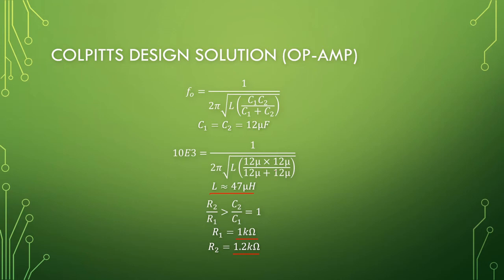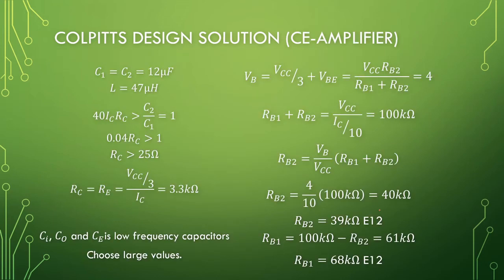Okay, we will verify this in simulation after the BJT design. Okay, so this is kind of simple to design. Right, so for the Colpitts using a common emitter amplifier, these values will remain. Okay, let's see how our 40 ICRC compares to 1. Basically, a collector resistor for our 1 milliampere design should be higher than 25 ohms.